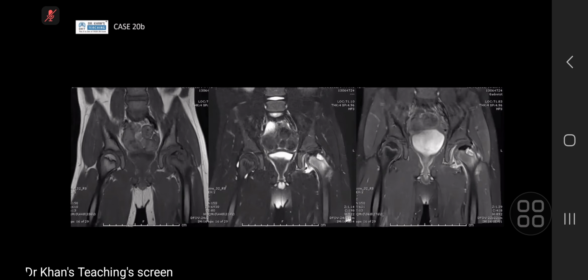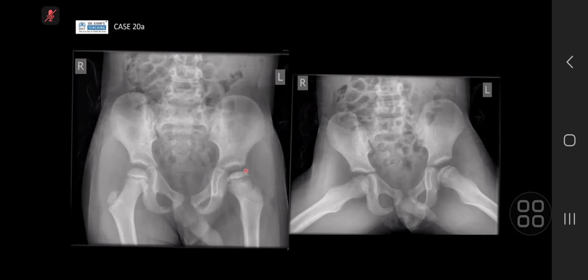So, T1 hypo, T2 hypo. Okay. I'm not sure what this is. Do you want to hazard? Just say something, anything that comes to your head, as in any differentials at all. No judging here. T2 hyperintense with edema in the epiphysis would be like a blastoma. Okay, cool.